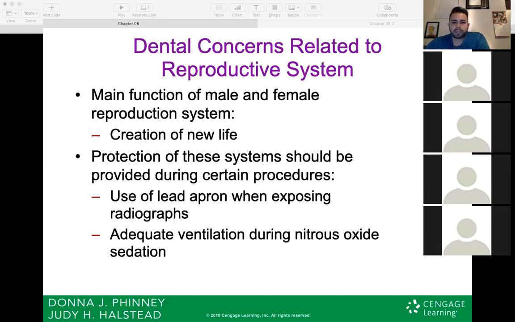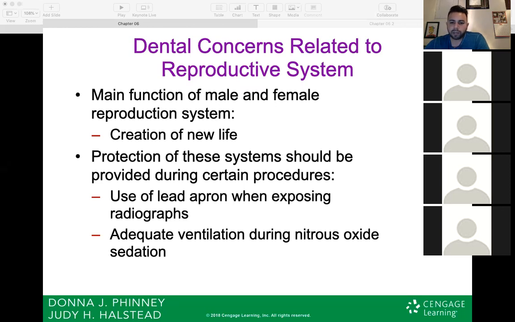So, some dental concerns related to the reproductive system. The main function of the male and female reproductive systems is the creation of new life, as we know, and protection of these systems should be provided during certain procedures. This is when we use lead aprons when we're taking x-rays. This is why we use adequate ventilation when we're using nitrous oxide sedation. So in both sexes, primary and accessory reproductive organs must be protected. Again, lead aprons should be used when exposing radiographs, and adequate ventilation during nitrous oxide sedation.